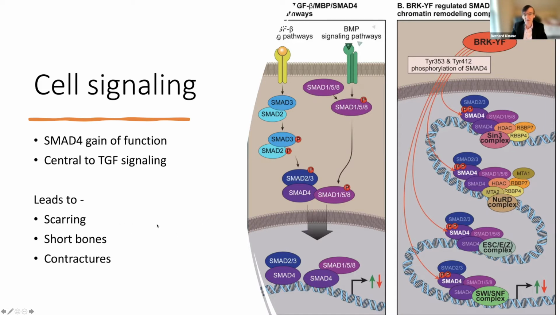What happens is that a mutation in SMAD4 leads to Myhre syndrome. You know this because it leads to increased scarring. You see short bones, you see contractures, and indeed contractures are variations of scarring to a degree. These are the main ones that affect the lungs.